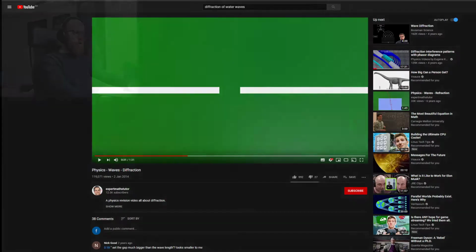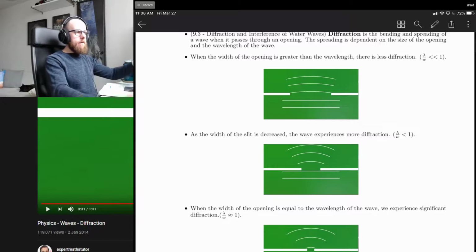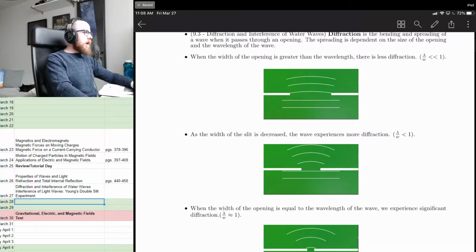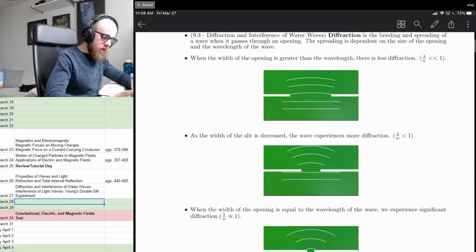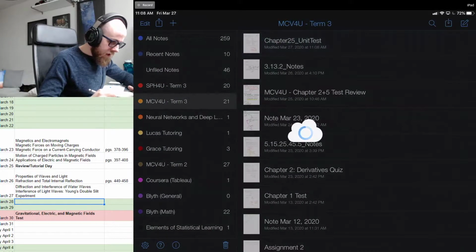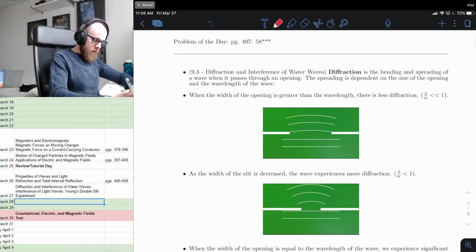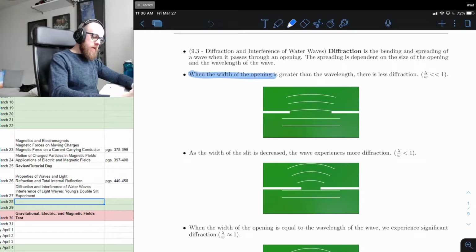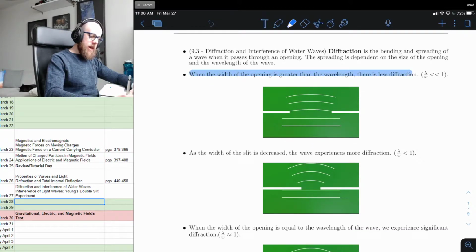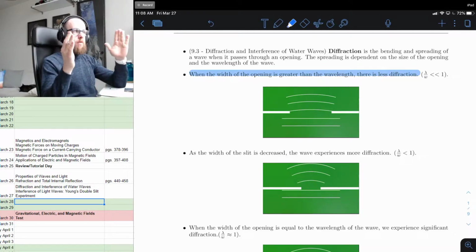Okay, so let's pause this. We'll go back to this. I took some snapshots of that video. A few things to note, just really quickly here. A couple things to note: when the width of the opening is greater than the wavelength, there's actually not as much diffraction. When that slit spacing is quite large, there isn't as much diffraction.